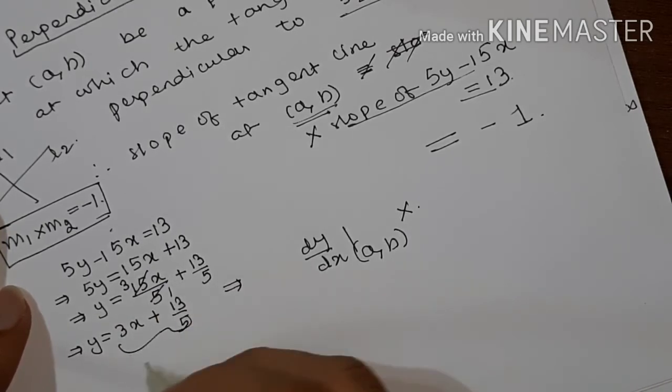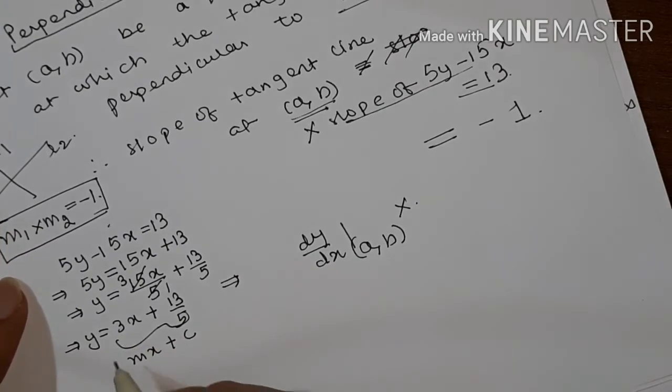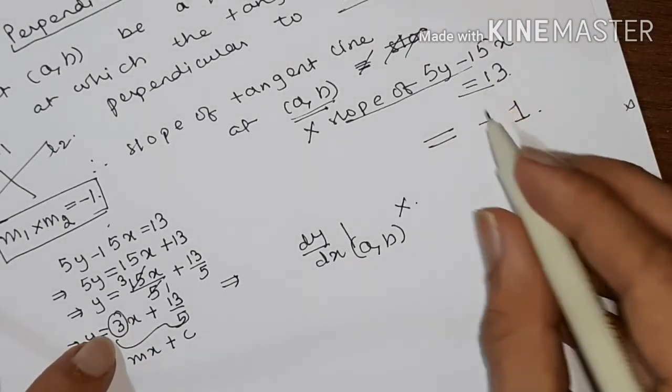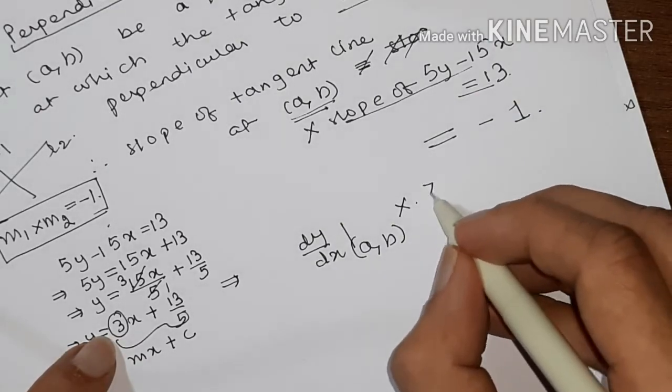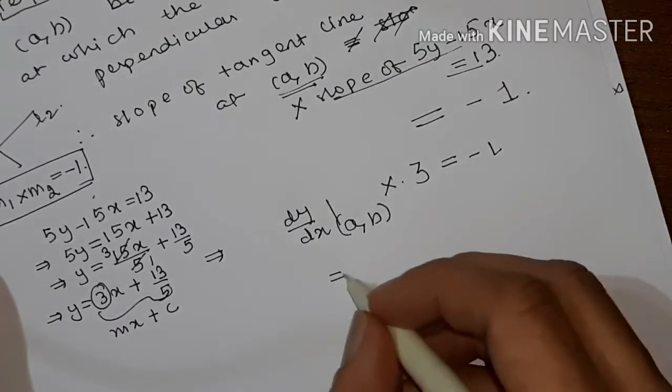So this is of the form mx plus c, where m is the slope. So what is the slope? 3. So the slope of 5y minus 15x equal to 13 is 3, and the product with the tangent slope is equal to minus 1. So that means what?